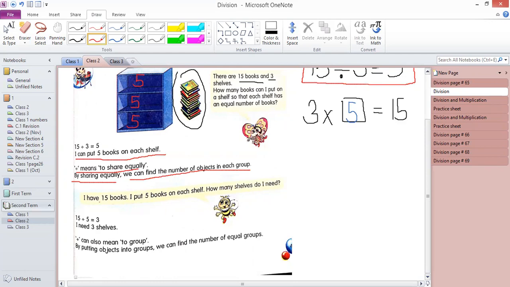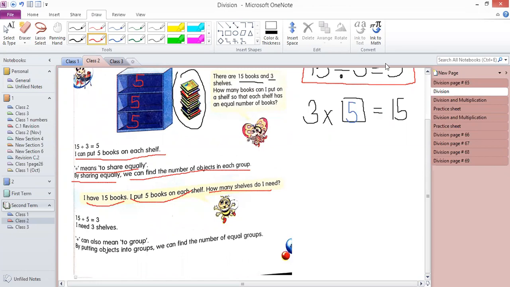I have 15 books. I put 5 books on each shelf. How many shelves do I need? So guys, now you have 15 books and you know that you have to put 5 books on each shelf. So if you put 5 books on one shelf, how many shelves do you need to divide 15 books?